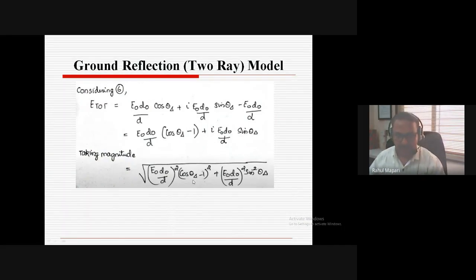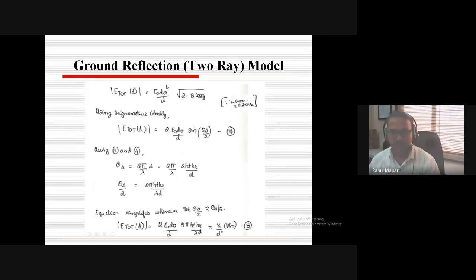You simplify this bracket and sine square theta is as it is. And here we know that sine square theta plus cos square theta is equal to 1. So if you simplify it, you will get under root of 2 minus 2 cos of theta. If we take this 2 common, then inside the bracket it remains 1 minus cos theta. So 1 minus cos theta is nothing but 2 sine square theta by 2.